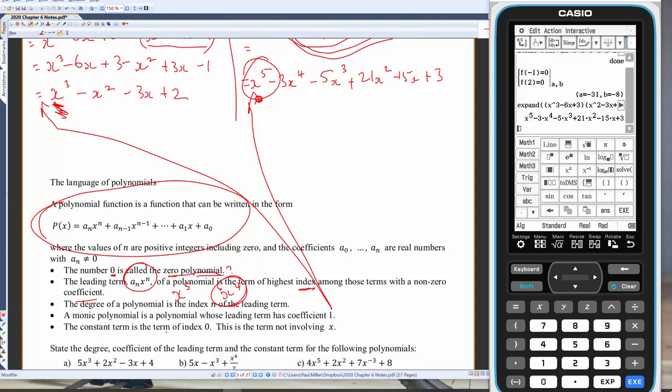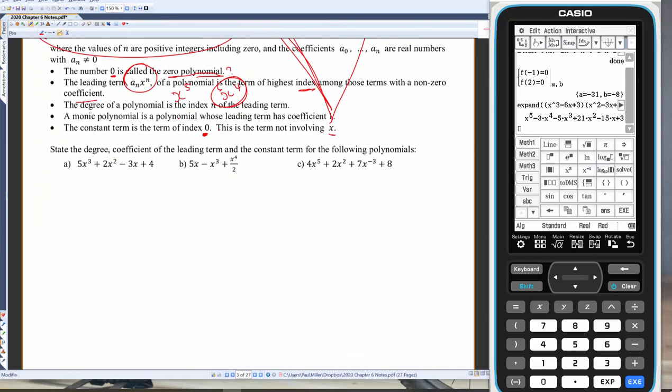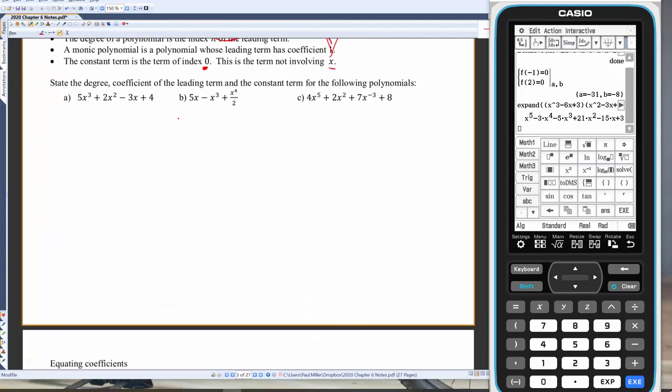The constant term is the term of index 0, so it has a power 0. This is the term index 0. It's not a power 0. This is the term not involving x. So our constant is 3, and our constant is 2 there. So state the degree, coefficient of the leading term and the constant term for the following polynomials.